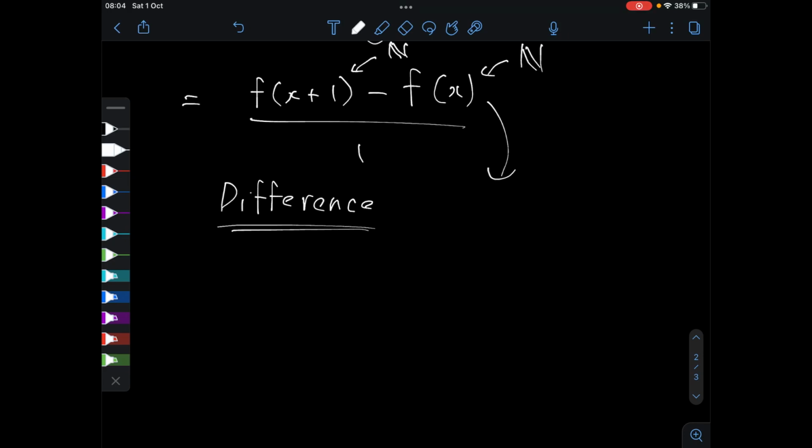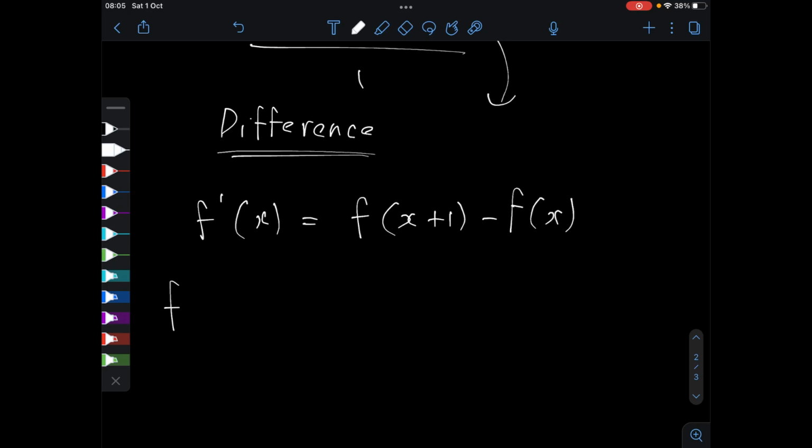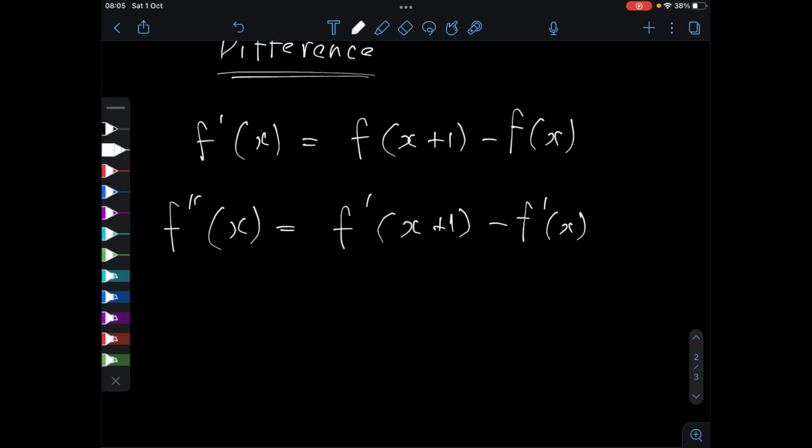And similarly, we can take the second derivative in our discrete world, which is just the, so if I let f prime, this is a bit of abusive notation, equal the derivative, the difference, our second order derivative in discrete space is just the derivative of the first derivative, and that's equal to f prime(x+1) minus f prime(x).